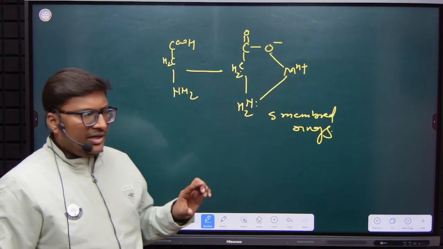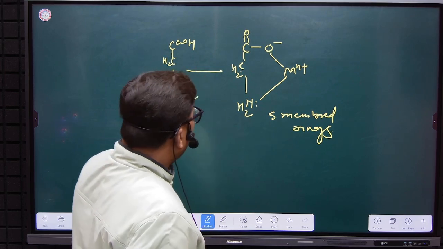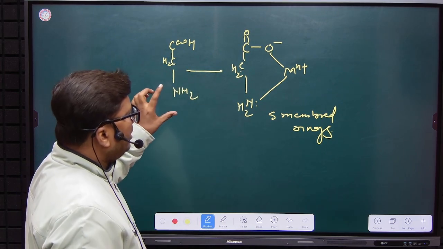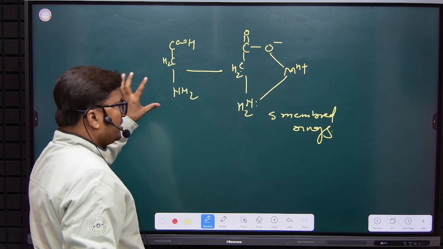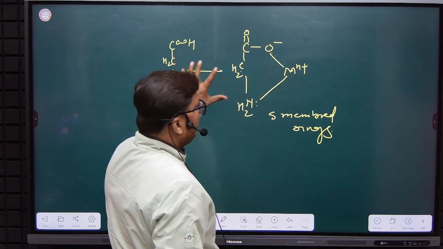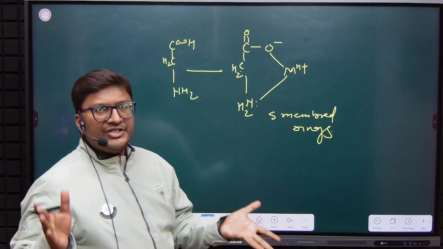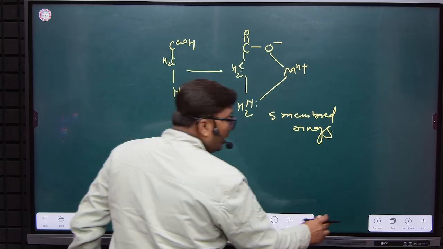So here all the ligands are acting as chelating ligands because of the presence of two donor sites, and that ultimately forms a ring-like structure.